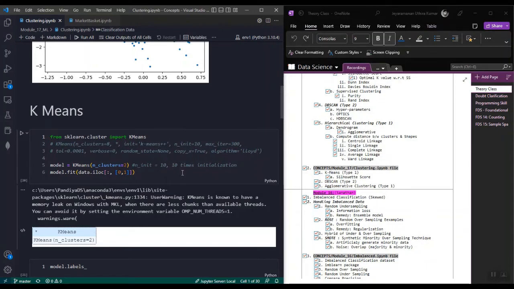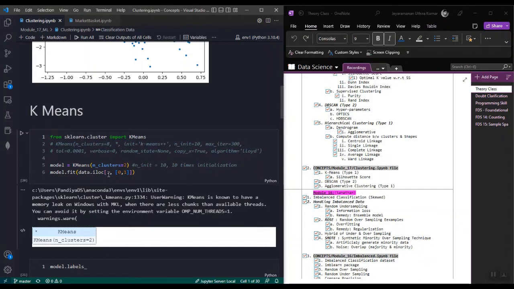10 initializations are basically used. 10 times the initialization will happen. Okay, that means 1, 2, 3, 4, like this, it will create 10 times the initialization, and the maximum iteration is 300.